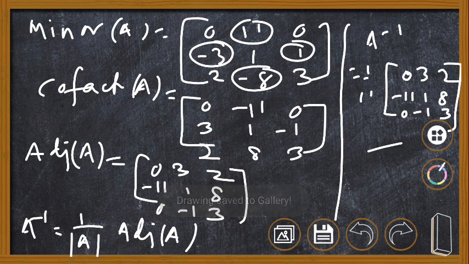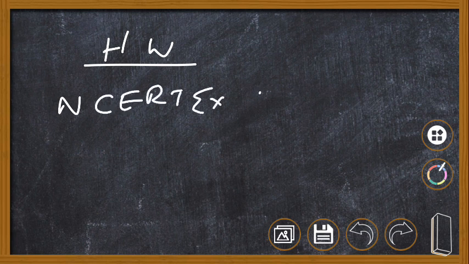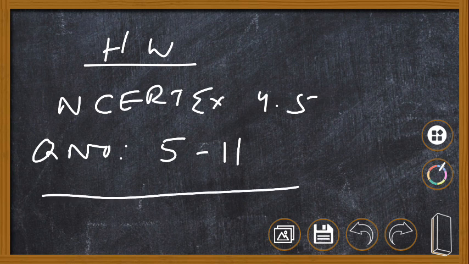There are many questions related to adjoint, but I would like to give you a few questions for your practice. So your homework is NCERT exercise 4.5, questions 5 to 11. These 7 questions I am giving you, and before the vacation I will be giving you some holiday homework to complete this. We are on the verge of completion of this chapter.